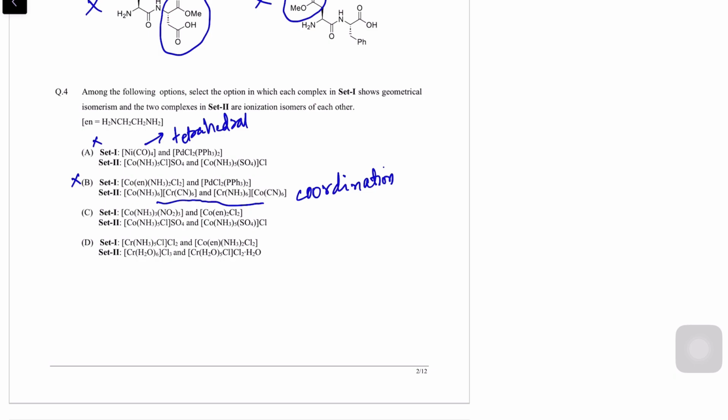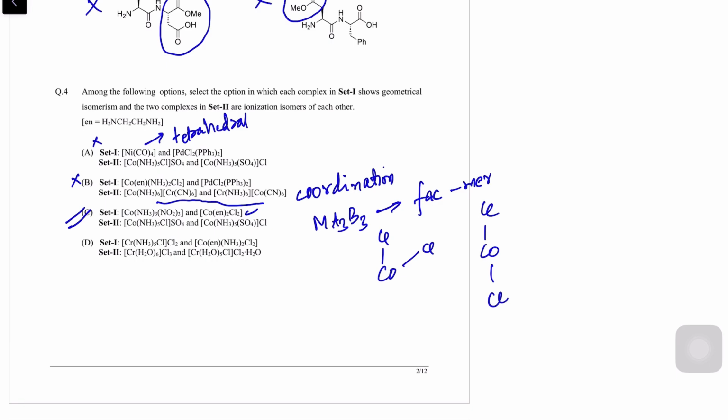Moving to option C, yes, this is the correct answer to this question, because [Co(NH3)3(NO2)3] is a complex of type Ma3b3, and yes, it shows facial-meridional isomerism, which is a type of geometrical isomerism. The other complex is [Co(en)2Cl2]. Yes, the two chlorines can be either cis or trans.